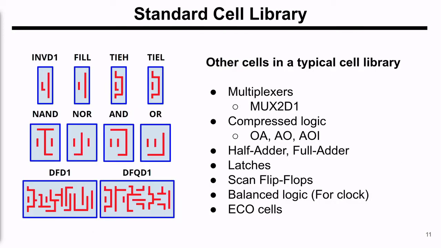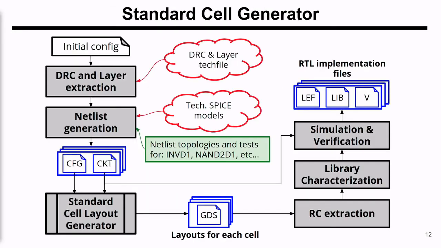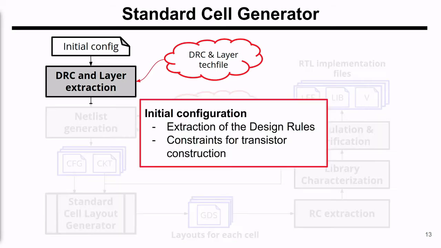Falling back to the standard cells, these circuits are contained within a library. These cells contain different functions such as gate logic, complex logic, multiplexers, latches, different kinds of flip-flops, and balancing and echo cells. To create this standard cell library, we implemented a procedure which automatically extracts design rules, designs topologies, and generates and characterizes the circuits. The process we follow to create this standard cell library is as such.